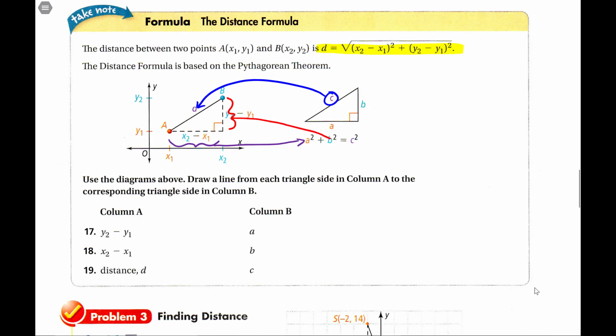Using the diagrams above, we're going to draw a line from each triangle in column A to the corresponding side in column B. And we've already labeled that. Y sub 2 minus y sub 1 corresponds to side B. X sub 2 minus x sub 1 corresponds to side A. And then the distance is the hypotenuse, which corresponds to the distance between the 2 points in the ordered pair. And that would correspond to C.